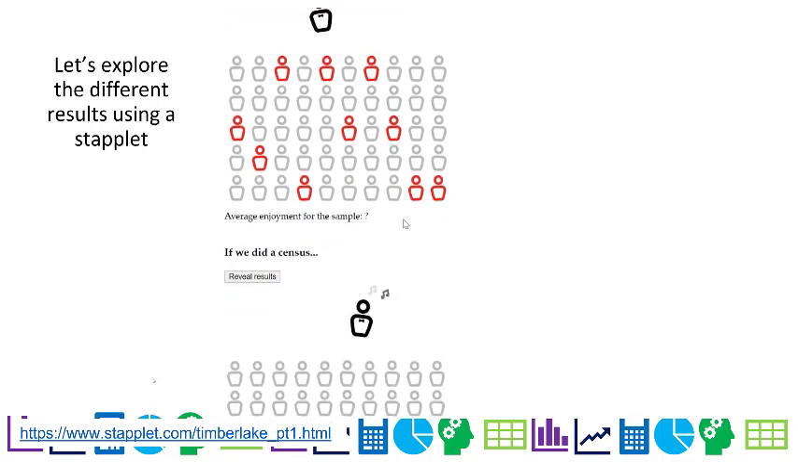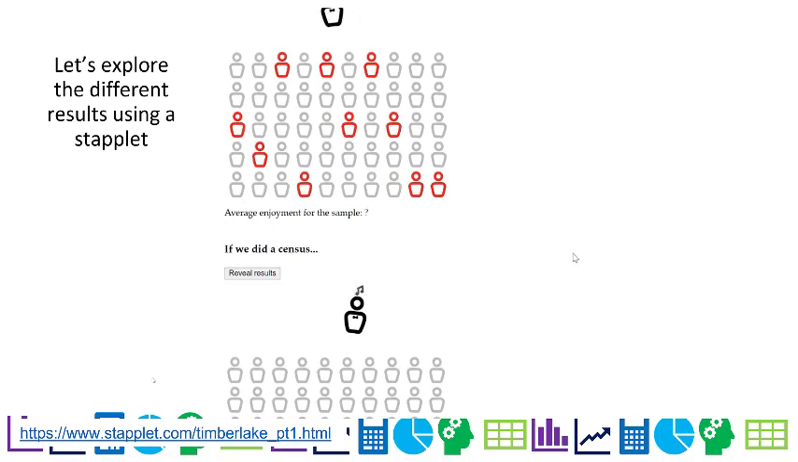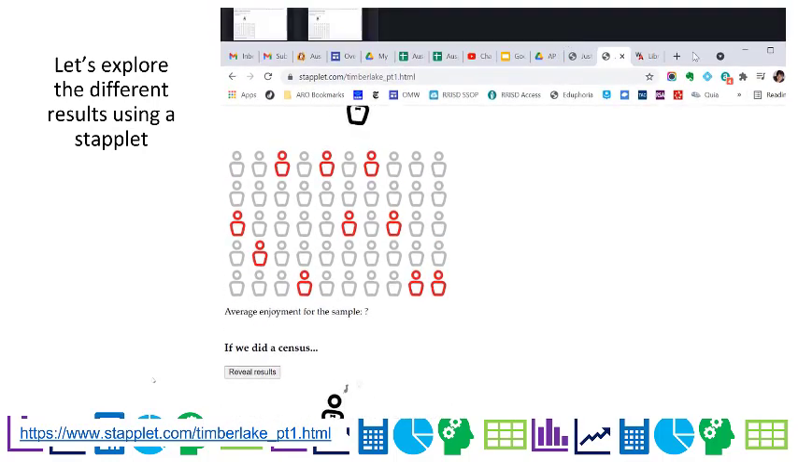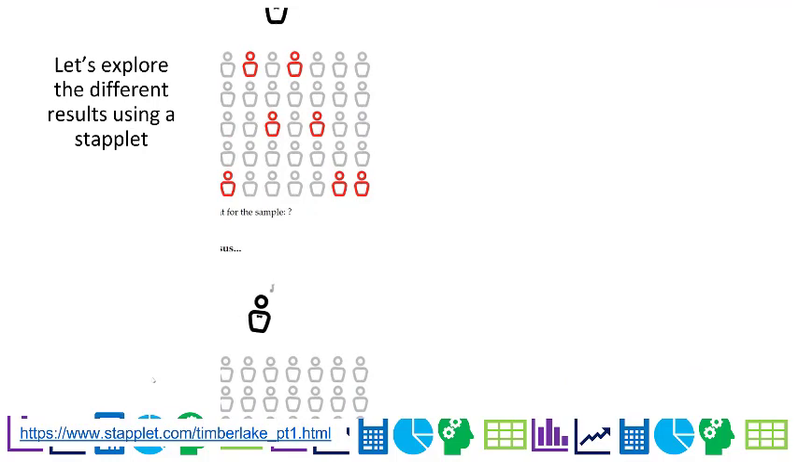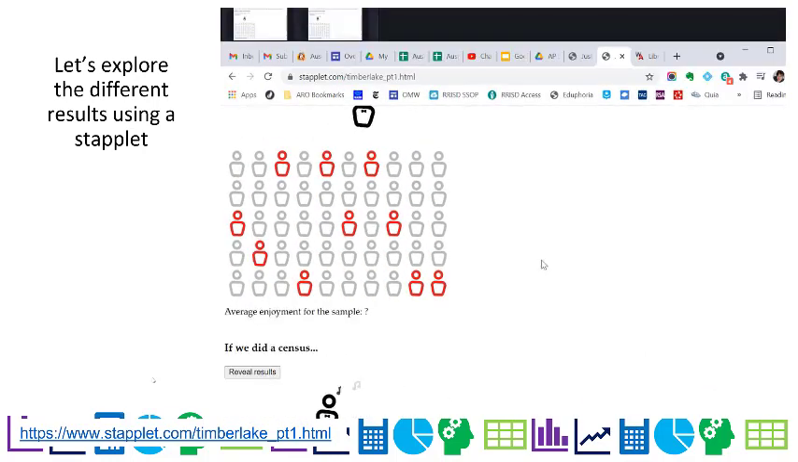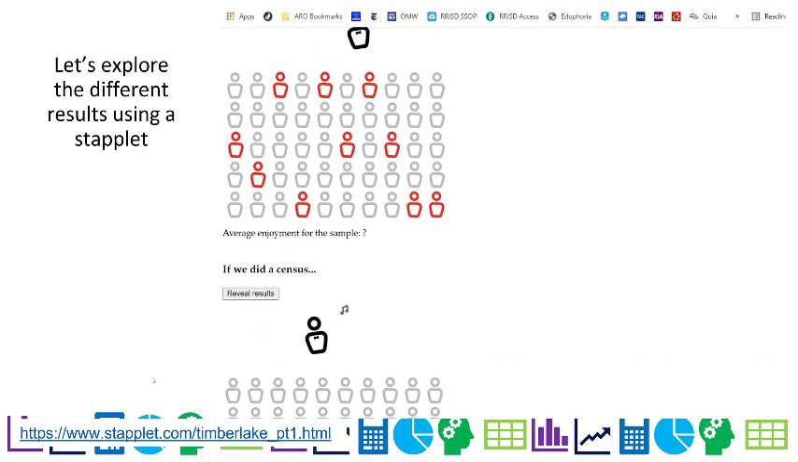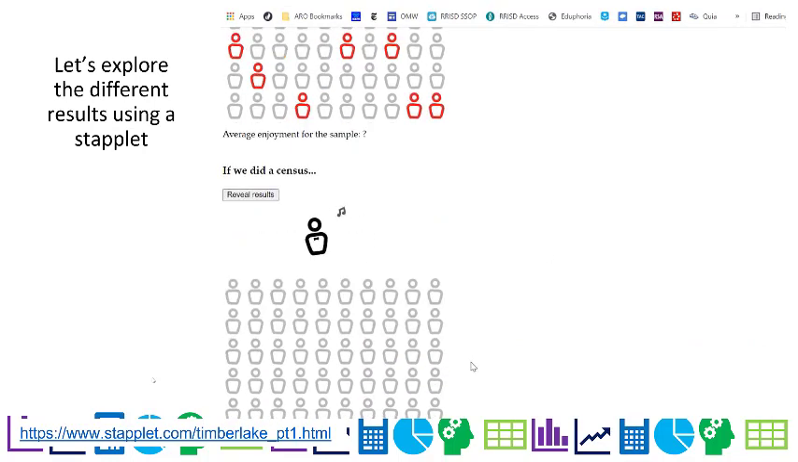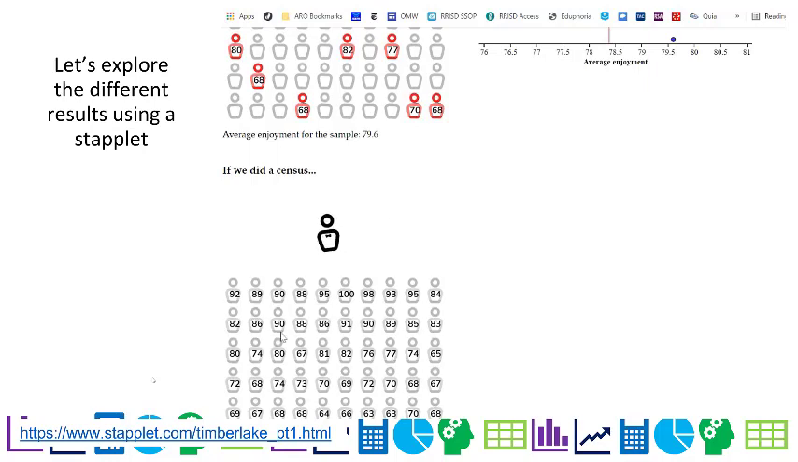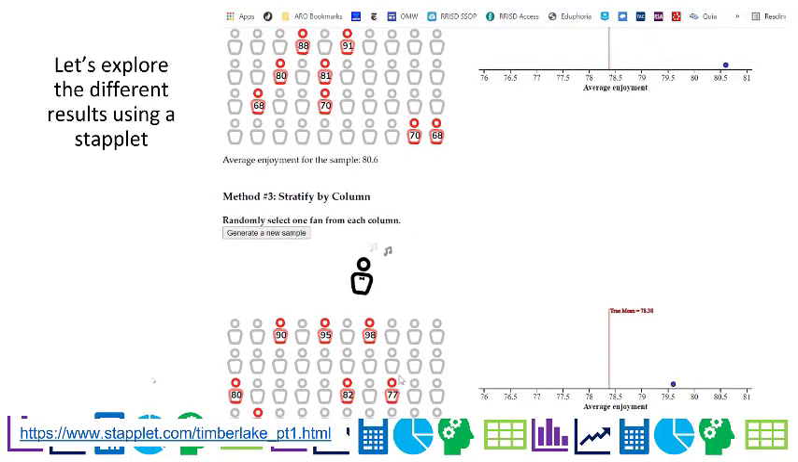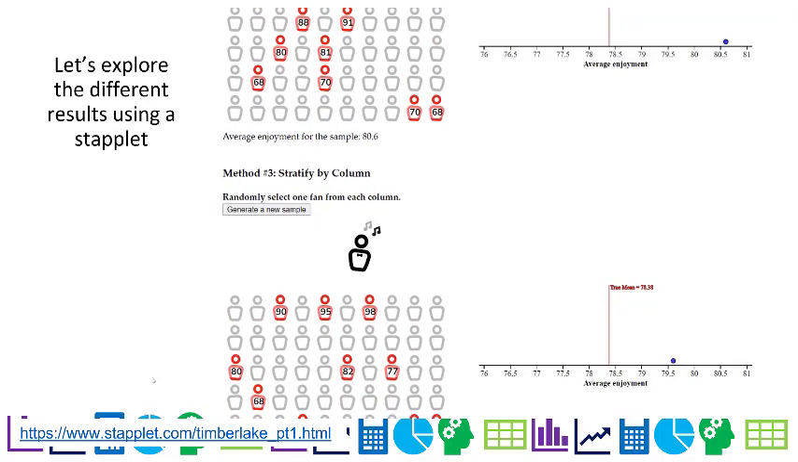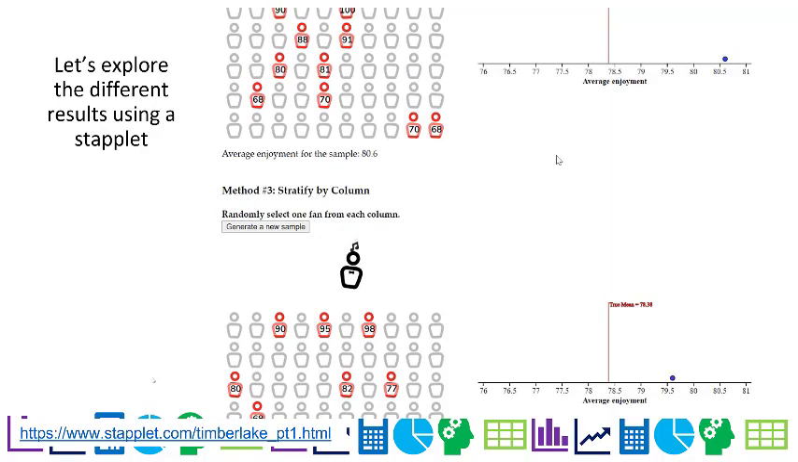All right. Now, the other thing you can do is what's called a census. Let me scroll this down a little bit just so you can see it better. In a census, basically what that means is we're going to look at all of the people. So I'll go ahead and reveal the results. This is their enjoyment rating for every single person. Now I can push this back up again. There we go. I don't really need to see the census.